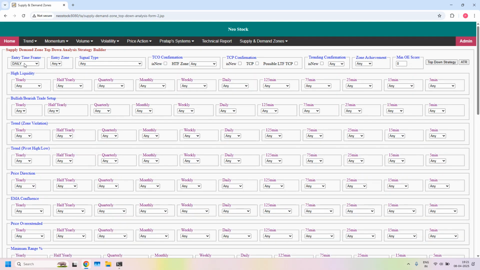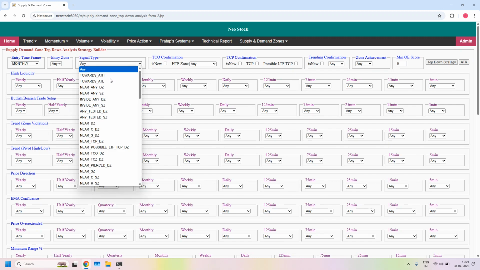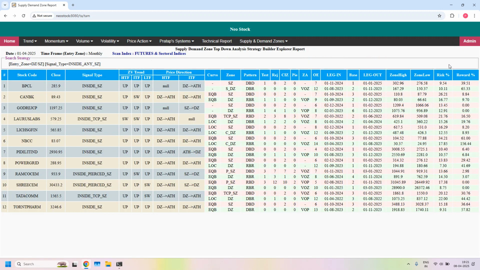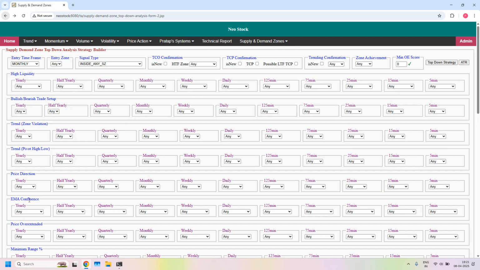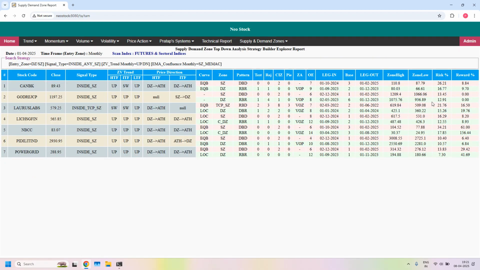Next, monthly time frame, price closed inside the monthly supply zone. We got 12 stocks. We can further filter based on monthly supply zone having monthly EMA confluence. And also trend on the monthly up or down. With these filters, we got 7 stocks.